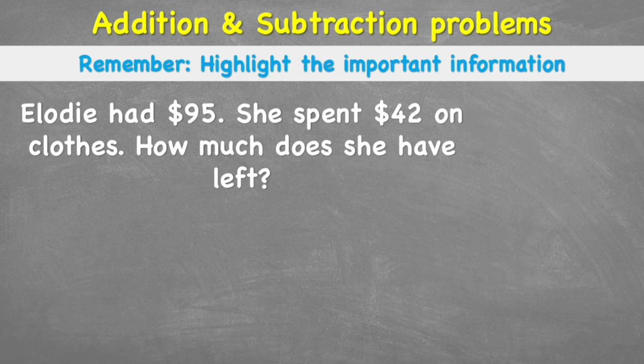Now let's look at the second example. Here we have Elodie has $95 and she spent $42 on clothes. How much does she have altogether? Well, let's follow our first important tip again, and that is to highlight the key information.